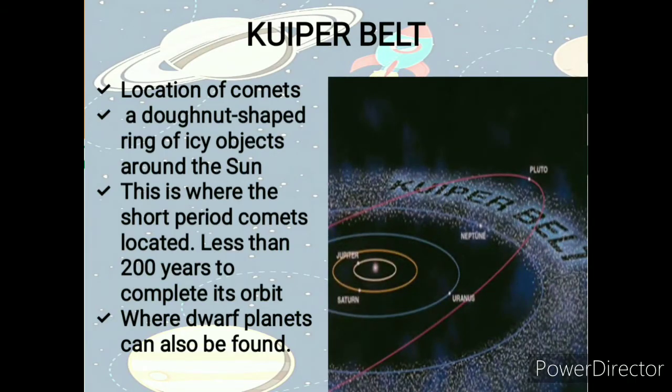Okay, so take a look at the picture. It is where the Kuiper belt is. It is just outside the orbit of, almost outside the orbit of Neptune.